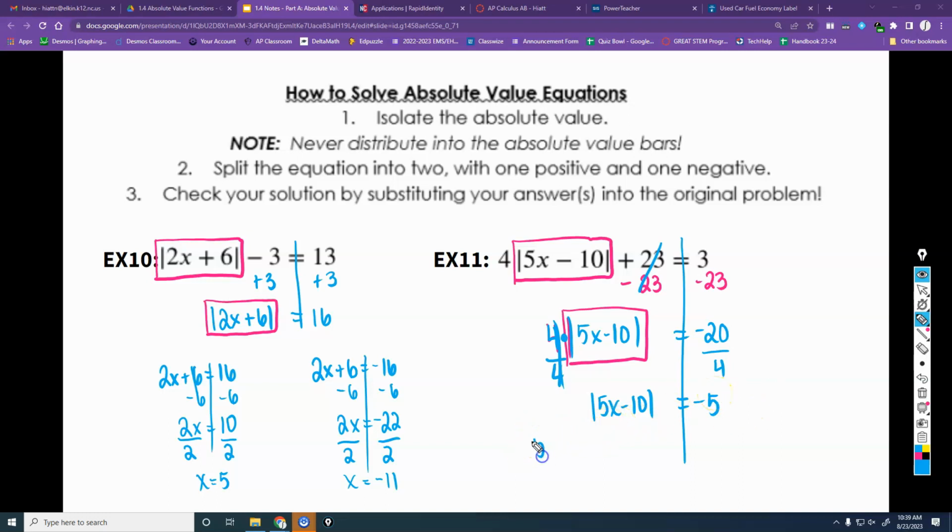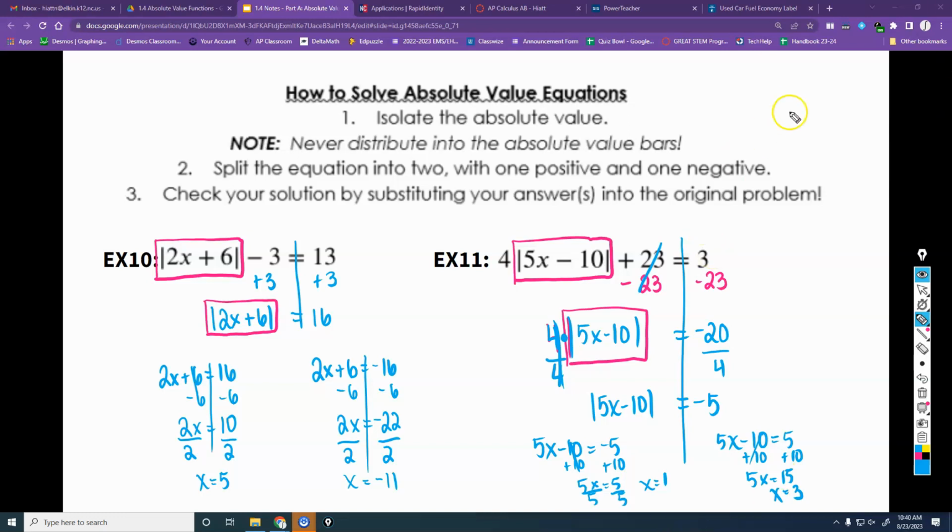if we continue, we'd have 5x minus 10 equals negative 5, and we'd have 5x minus 10 equals positive 5. So I would add 10. 5x would equal 5. I'm out of room, but I'd divide by 5. So I'd get x equals 1. And then over here, do the same thing. Add 10. 5x is going to equal 15. x equals 3. All right, so I got 1 and 3.